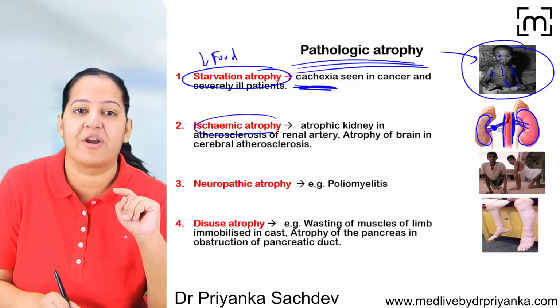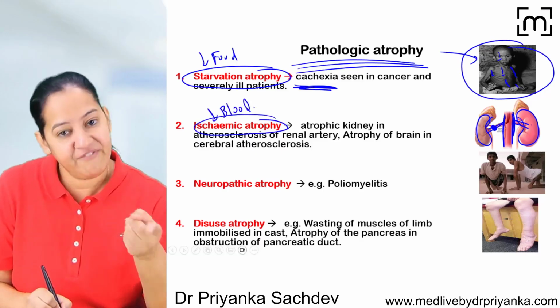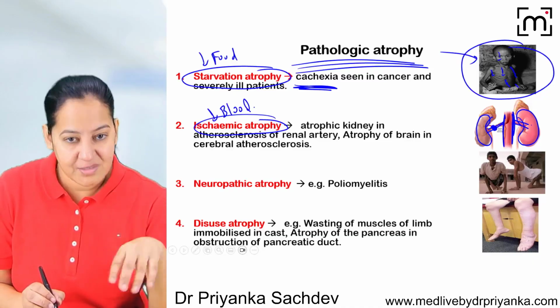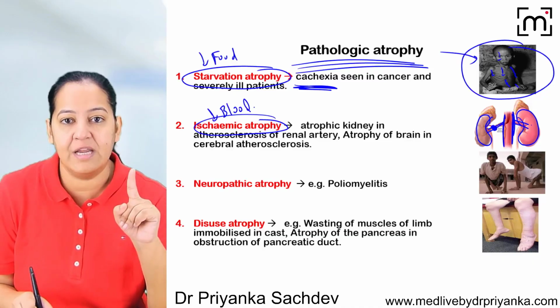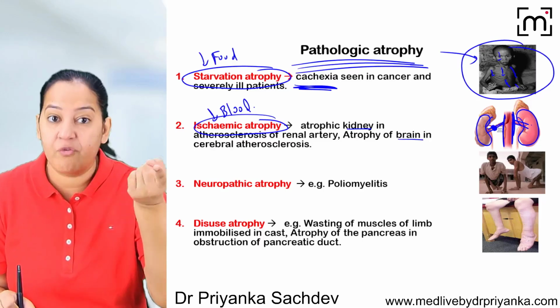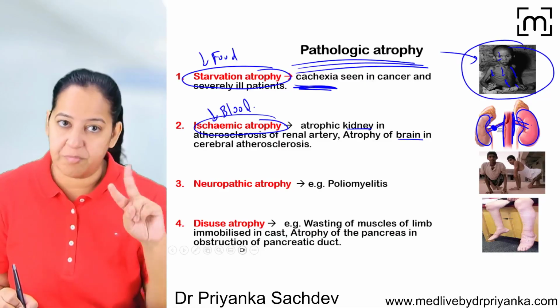It is known as ischemic atrophy. It is due to deprivation of blood. Any organ, not only kidney, if any organ does not get the blood, the size of that organ gets reduced, and it is known as ischemic atrophy. It can occur in kidney because of obstruction in the renal artery. It can occur in the brain because of obstruction in the cerebral artery. Okay, so this is ischemic atrophy. It is due to deprivation of blood.